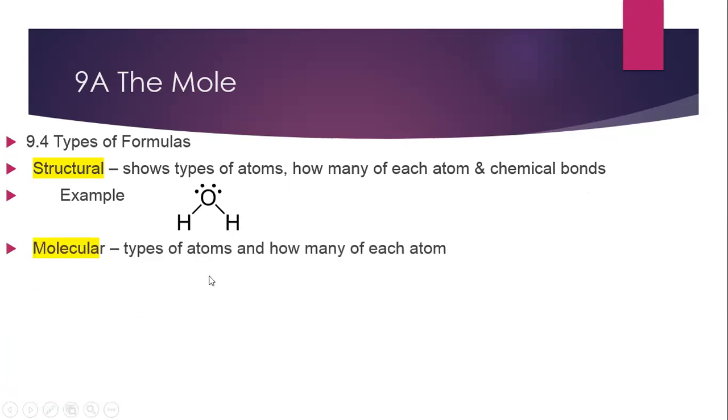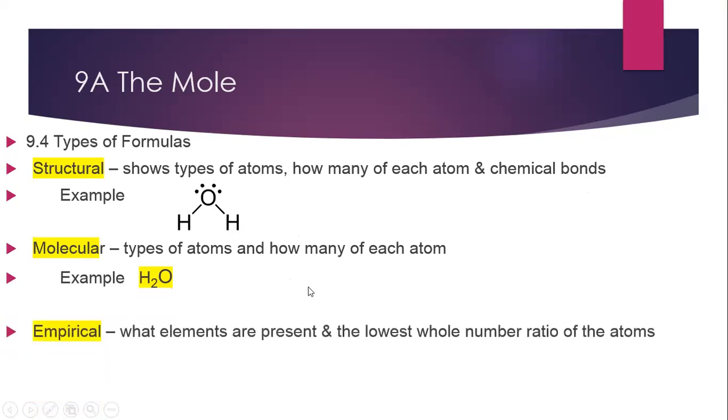Then we have molecular. You'll see types of atoms and how many of each atom. You will not see the bonds or structures. So H2O is a molecular formula. And then we have empirical formula.